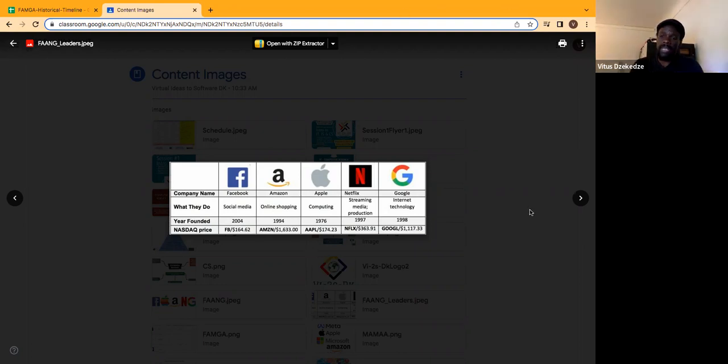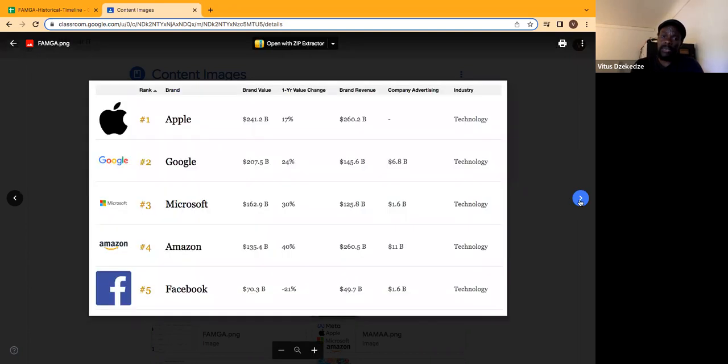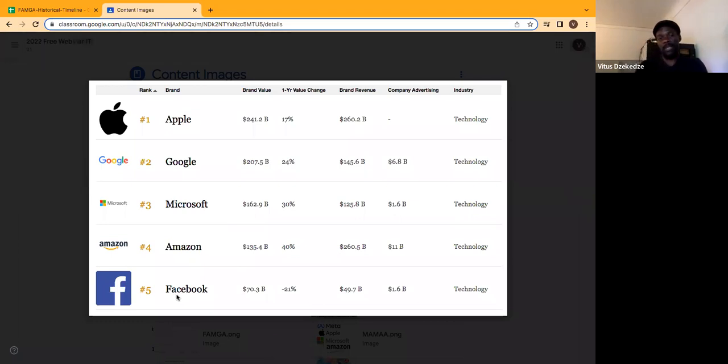Now, FANG actually changed from 2013, and now we have FAMGA. FAMGA, again, these are just acronyms for us to remember the top 5 companies in terms of their valuation, how you value them, okay? So Facebook is currently at number 5 position, and this is as of 2022, okay? They have lost about 21% of their value over 1 year.